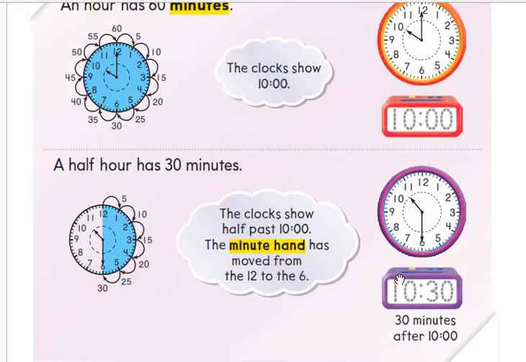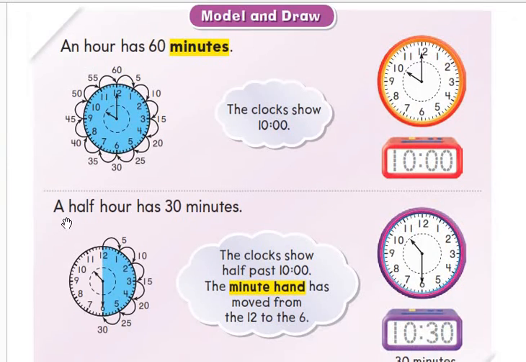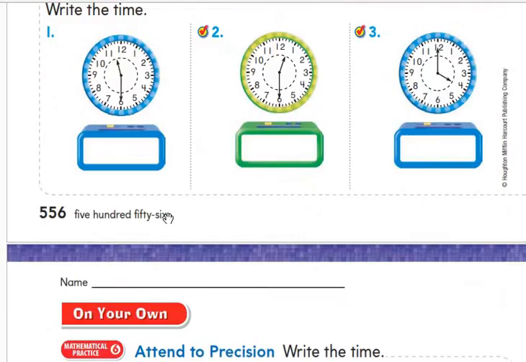So how will we write this? We will write 10 in the hour and 30 in the minutes. So it is 10:30. Okay, so our full clock is 60 minutes. So 1 hour has 60 minutes. Okay, a half hour has 30 minutes. This is the important thing for this lesson for today. Let's go and solve the homework together.